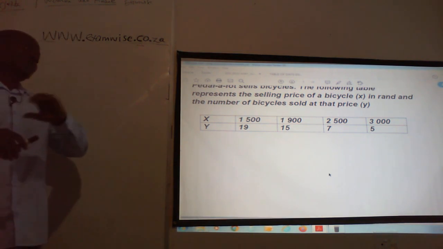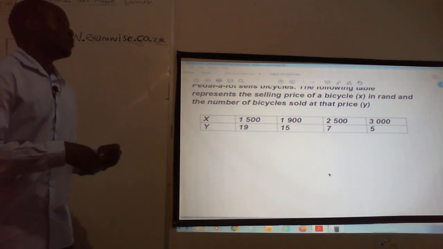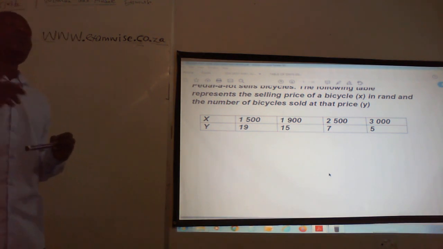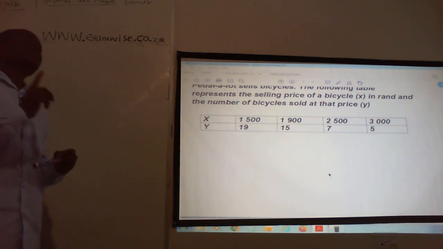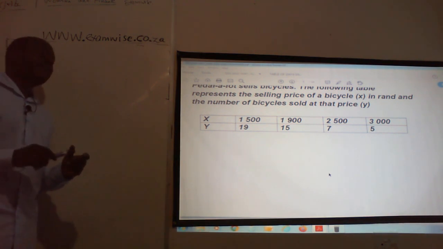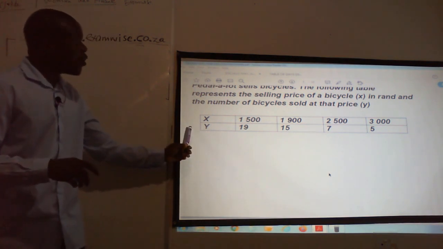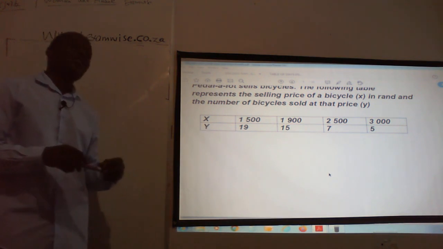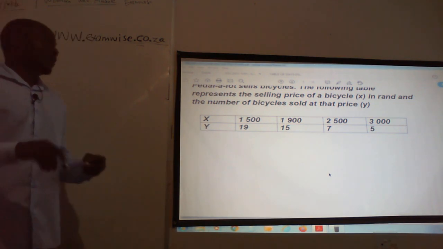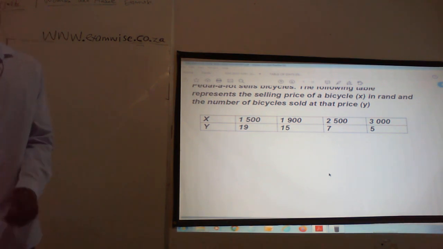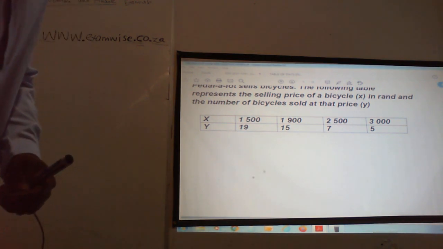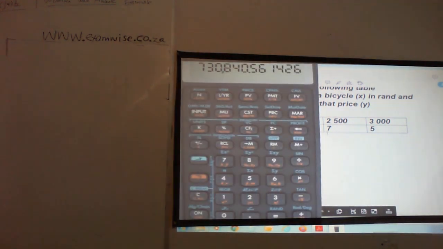So I want you to write in your notebook as well that with the HP financial calculator we can calculate our standard deviation. Our standard deviation on question number 10 is only on the number of bicycles sold. So let us go to our HP financial calculator, then I'll explain a little bit, then we come back to our question. The first thing here, we clear our memory.